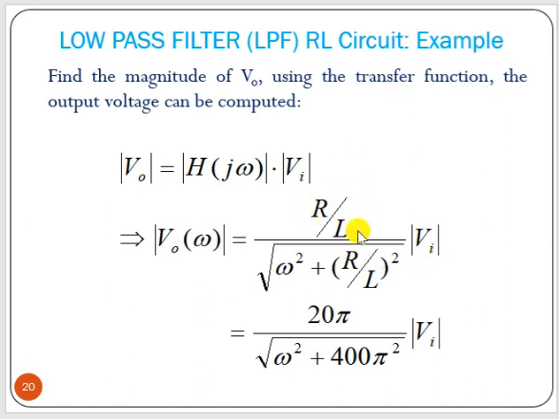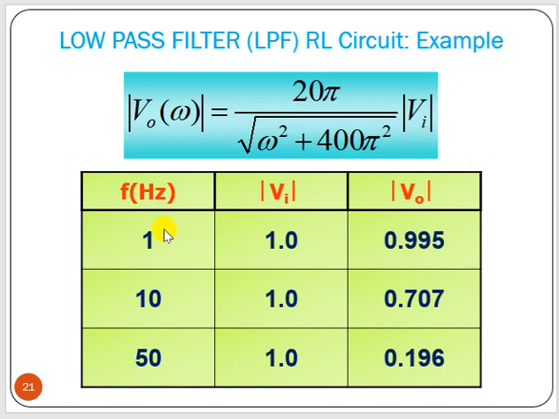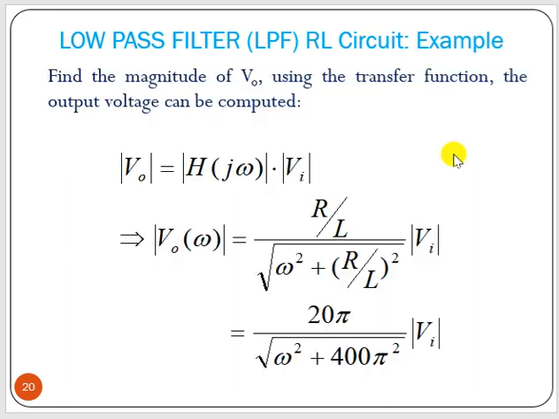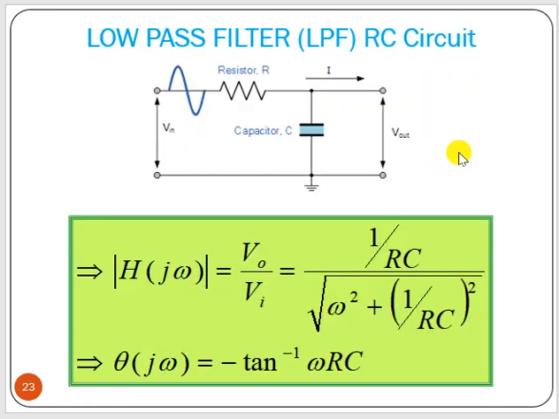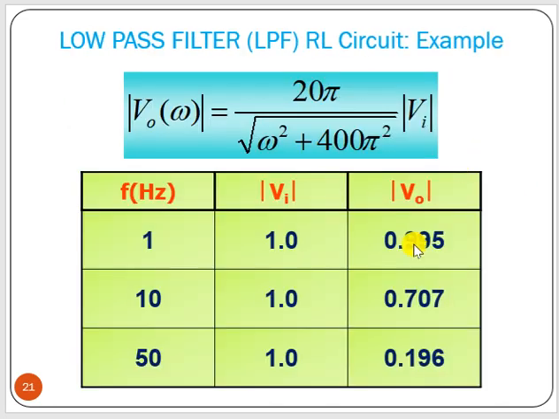So, if we put the value of R by L, omega square and R by L whole square, we will get this particular expression. Now, in that expression, if we put the value of frequency 1, and V input as 1 volt only, so if f equal to 1 and Vi is 1 volt, we can find V naught, that will be 0.995.